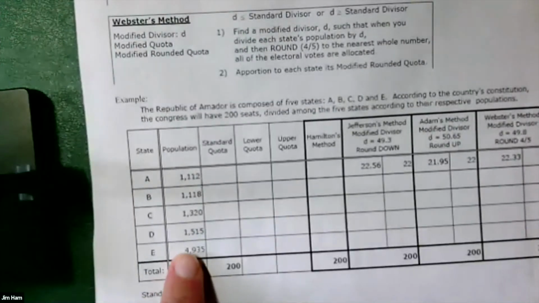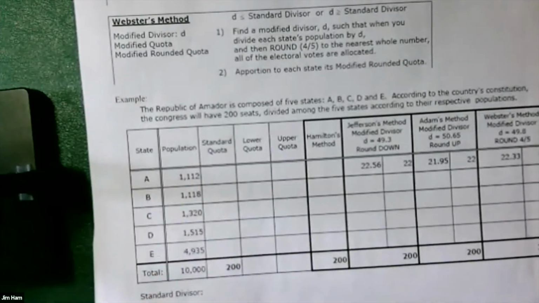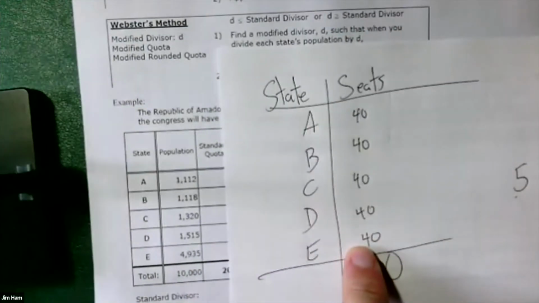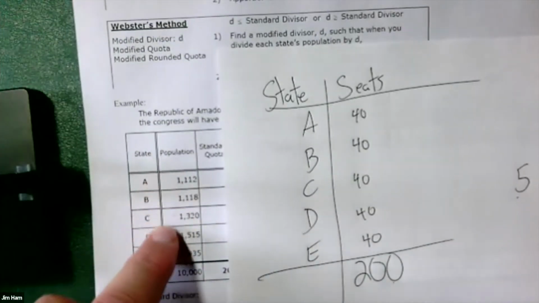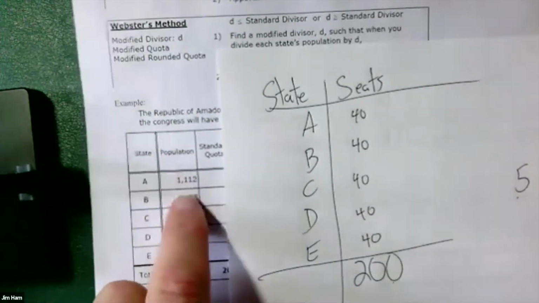state E is not very happy with that because they have a huge population. If they're only going to get 40 seats like everybody else, these other states that have smaller populations, just like the problem that I mentioned earlier, their votes are more powerful than in state E. So we're going to allocate those 200 seats, not just equally, but equitably, where we're going to award seats based on the population.